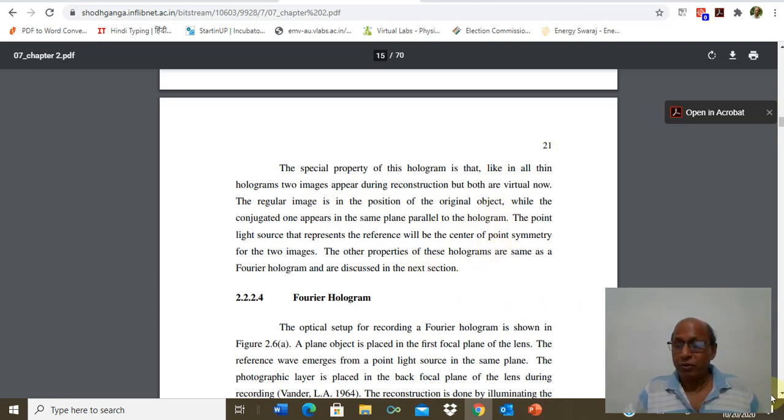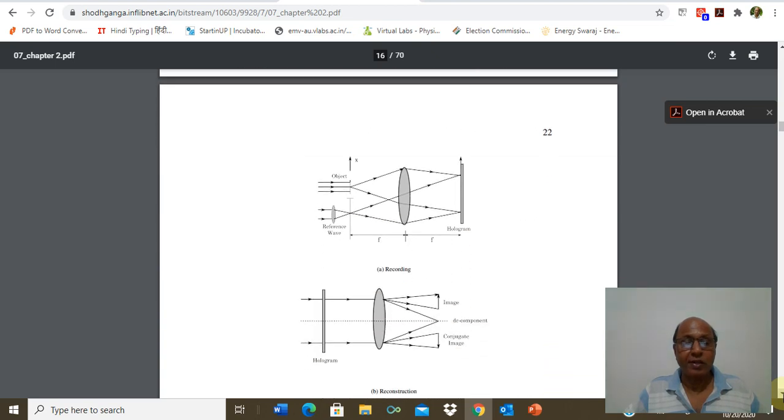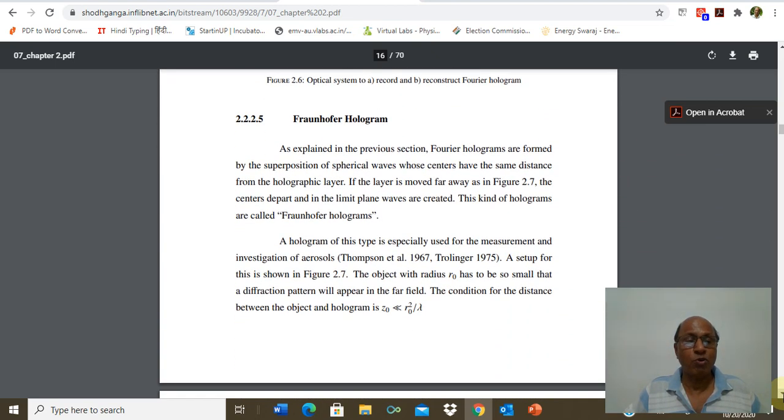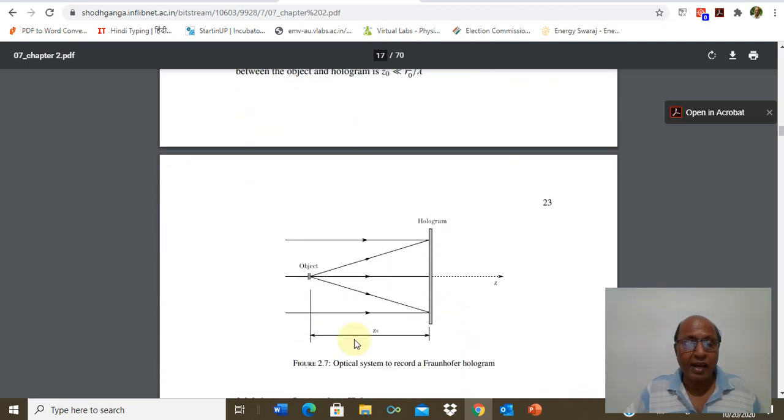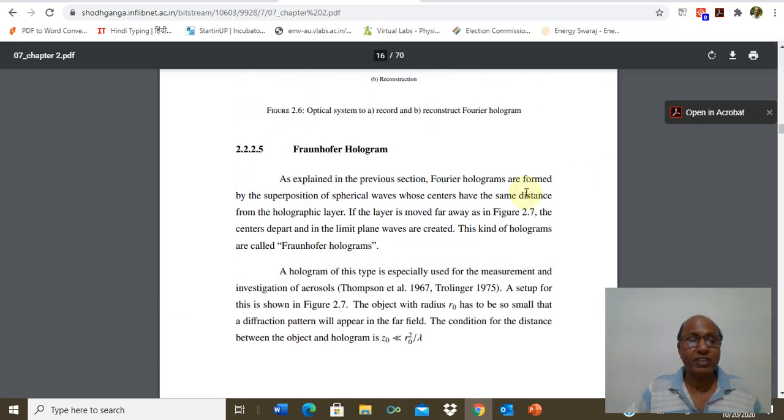Now we go to the next one, and that is the Fraunhofer hologram. The Fraunhofer hologram is similar to the Fourier hologram in the sense that the object and the reference source are in the same plane, but they are moved far apart in comparison to their position in the case of the Fourier hologram. Why? Fourier holograms are formed by the superposition of spherical waves whose centers have the same distance from the holographic layer.